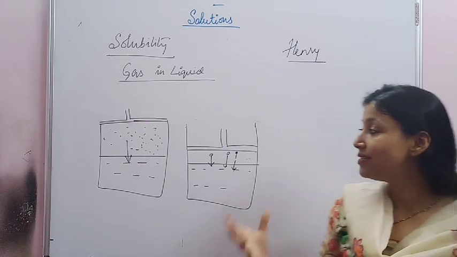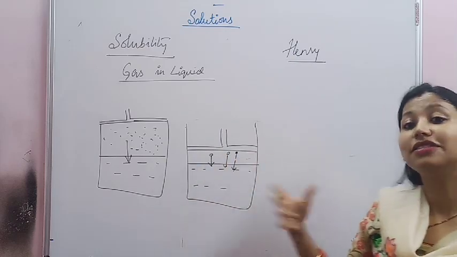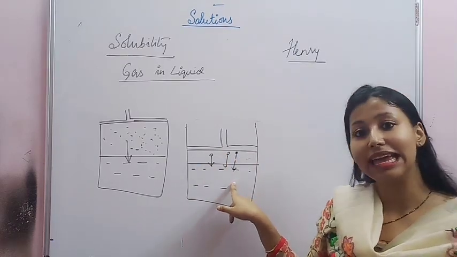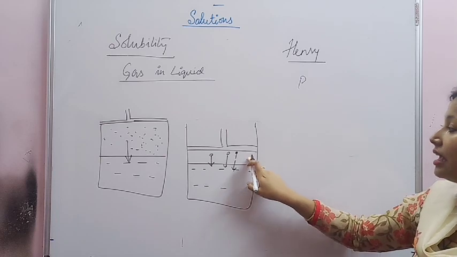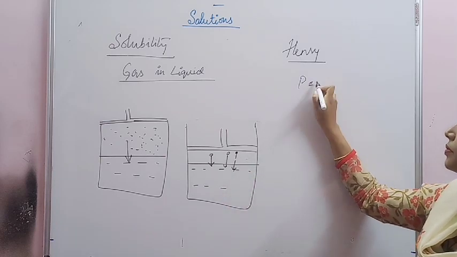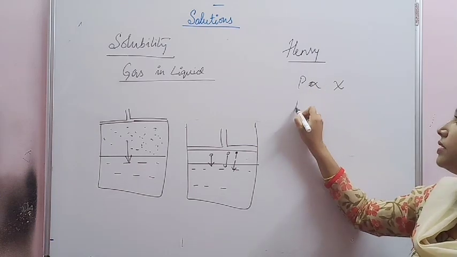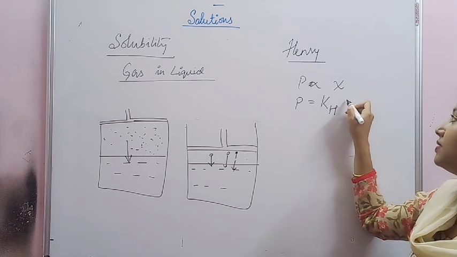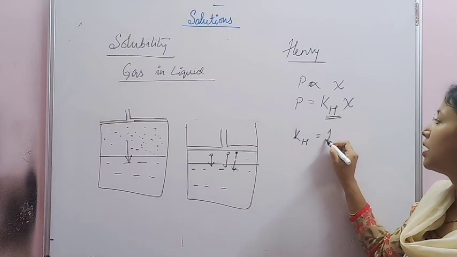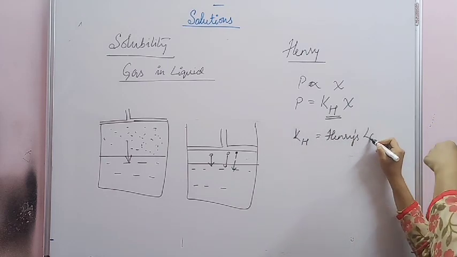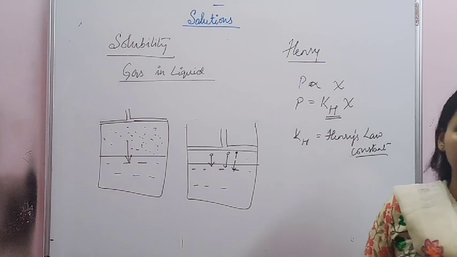What did he say? He said that the partial pressure of the gas in the vapor phase is directly proportional to the mole fraction of the gas in the solution. Now, he replaces the proportionality sign with a constant, that is Kh. Now, what is Kh? Kh is known as the Henry's law constant.